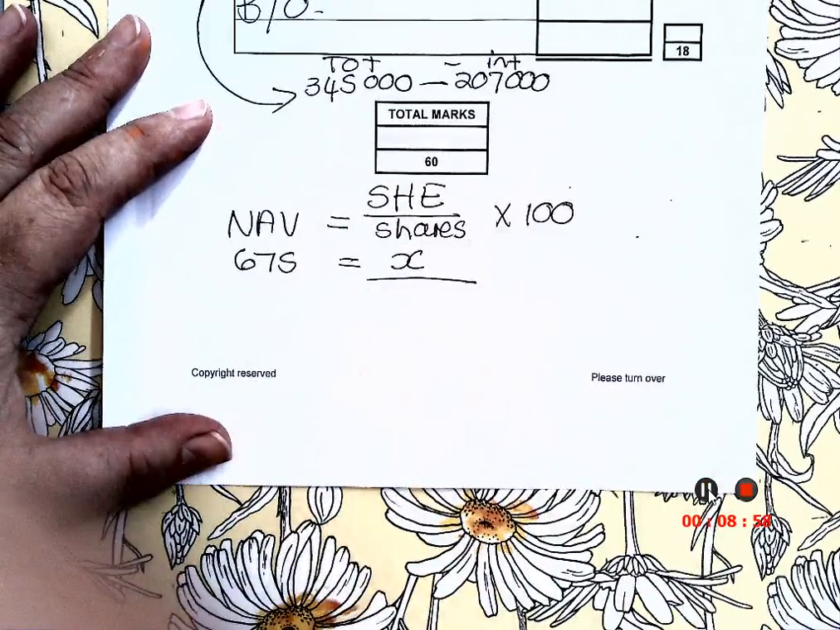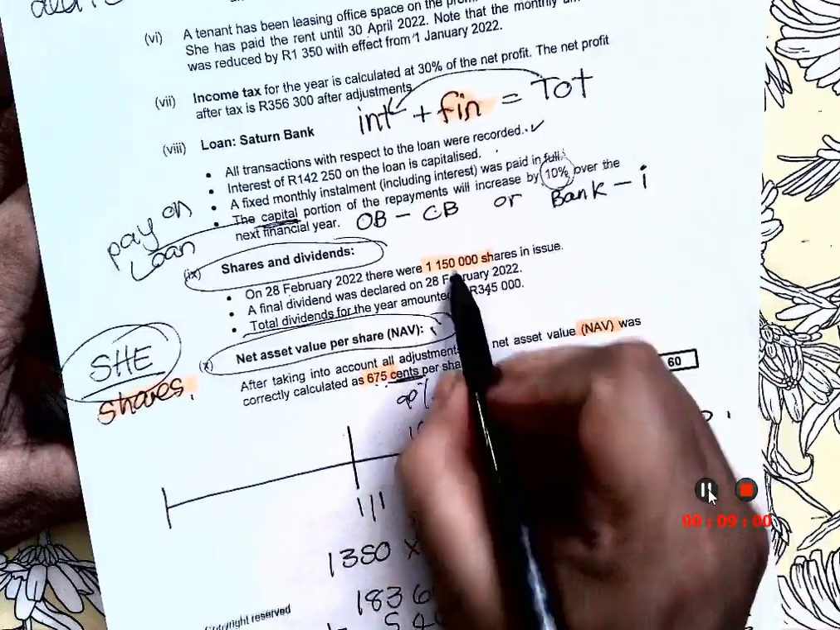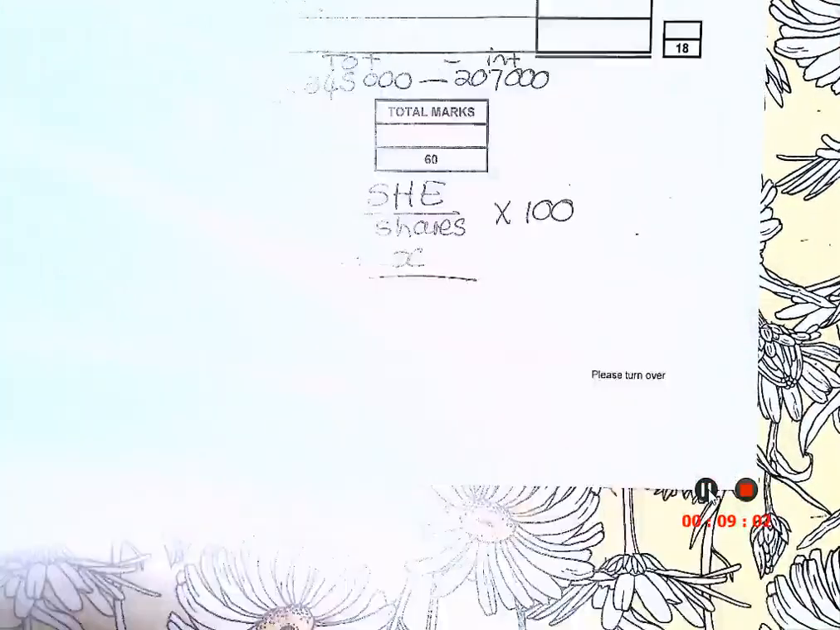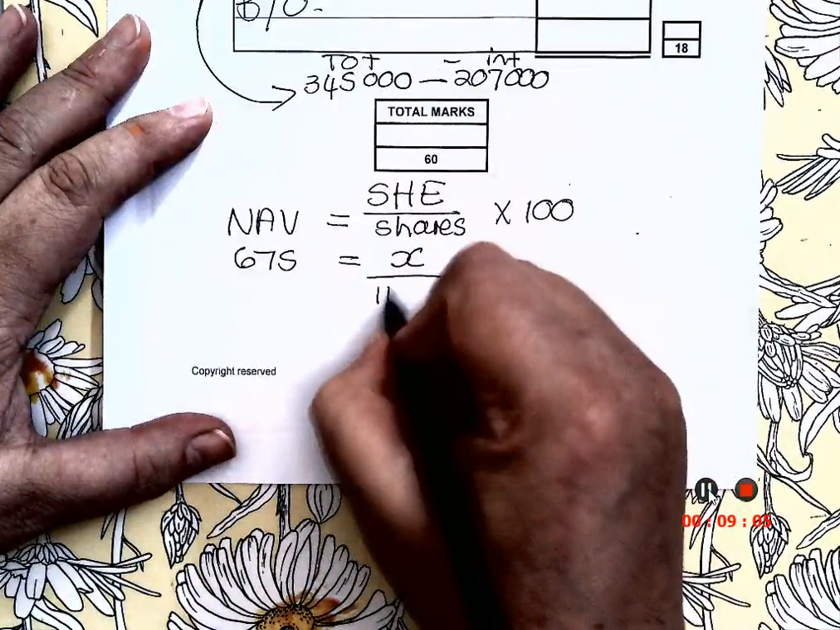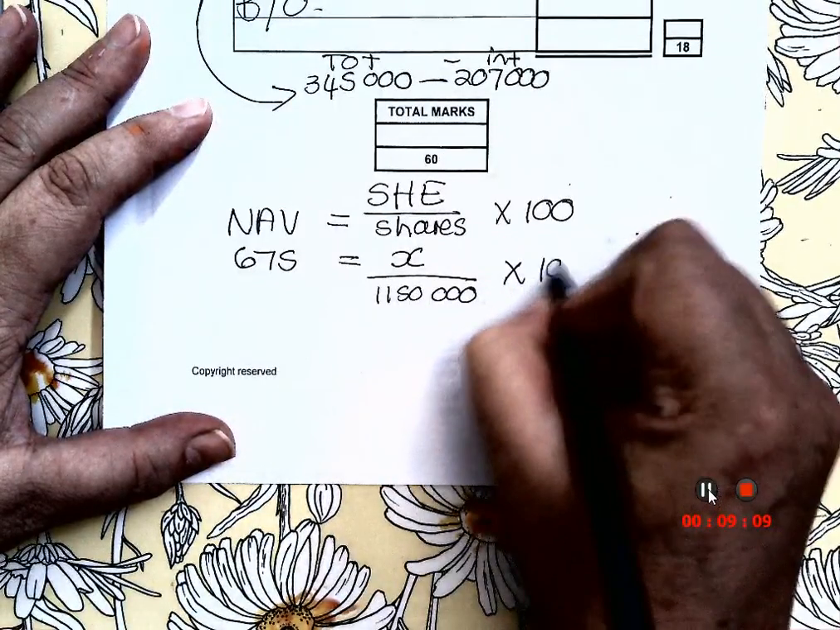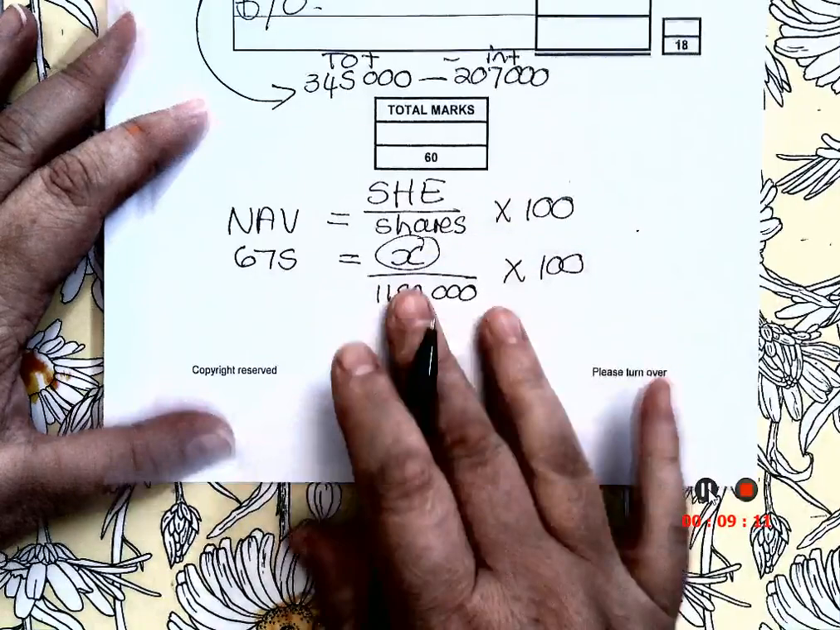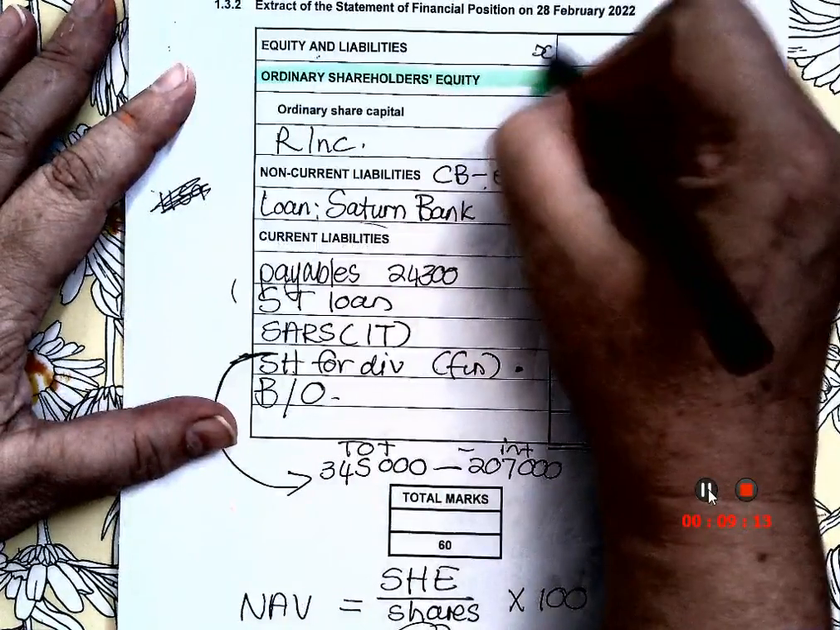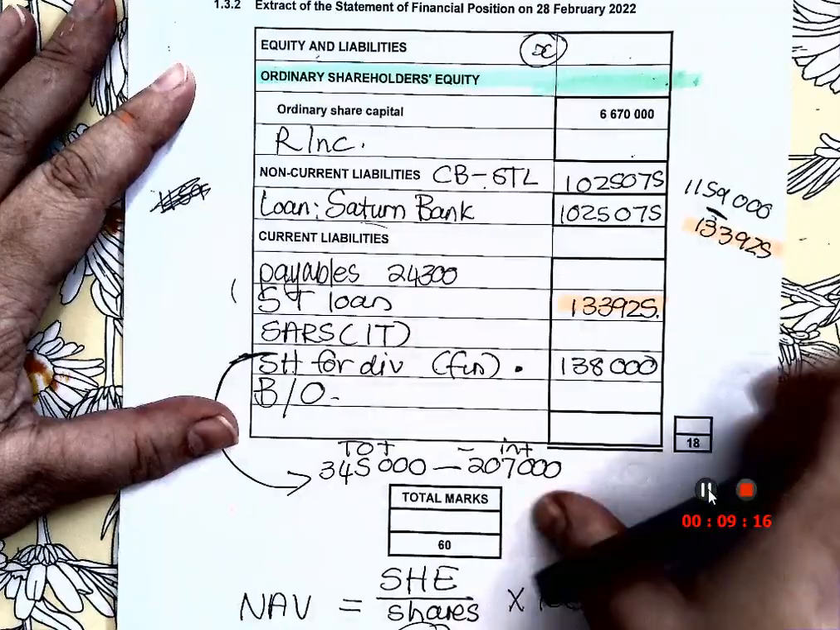I don't have the shareholders' equity, but I do know that I issued 150,000 shares, right? So now I solve for X because I want to put X here.